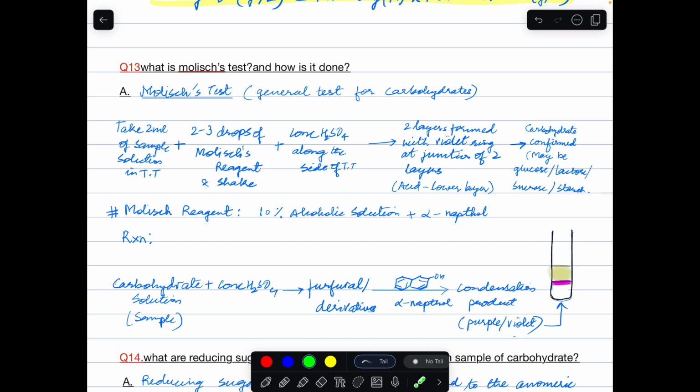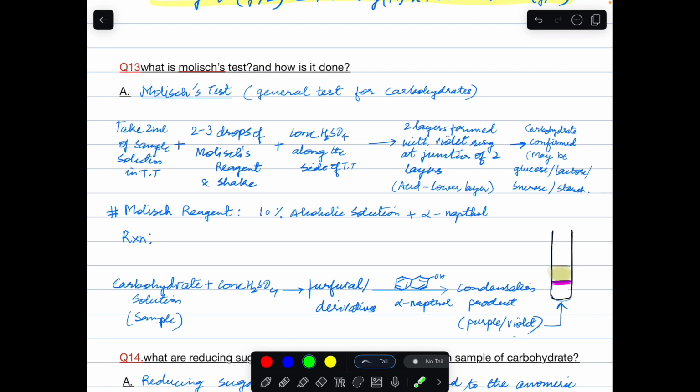Now after adding Molisch reagent, we will shake these two, the sample solution and the Molisch reagent, and mix them nicely. Then from along the side of the test tube, drop wise, we will add concentrated sulfuric acid. When you are adding sulfuric acid, be very careful and do not add too much. So slowly, gradually from the side of the test tube, add sulfuric acid. If you are adding sulfuric acid in bulk and directly in the solution, you will not get the result. Therefore, with the help of a dropper, drop wise you add sulfuric acid, and sulfuric acid should first touch the side of the test tube, not your solution.